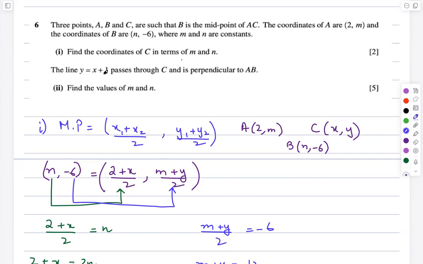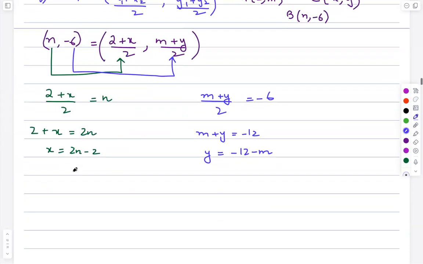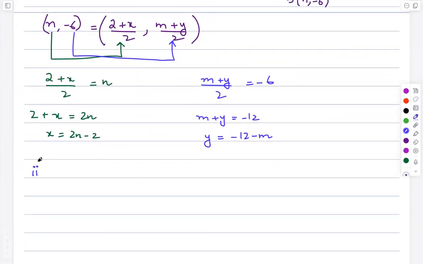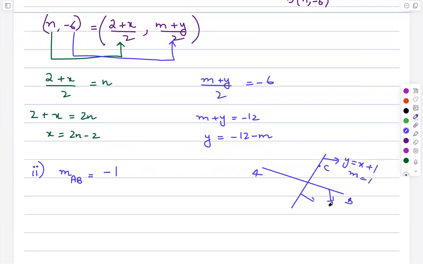Now, if this line has a gradient of 1 and it is perpendicular to AB, the gradient of AB will be the negative reciprocal. So if two lines are perpendicular, the gradients are negative reciprocals, which means that the gradient of AB will be -1. This line has an equation of y equals x plus 1, which means that the gradient is 1. So the gradient of line AB will be equal to -1.